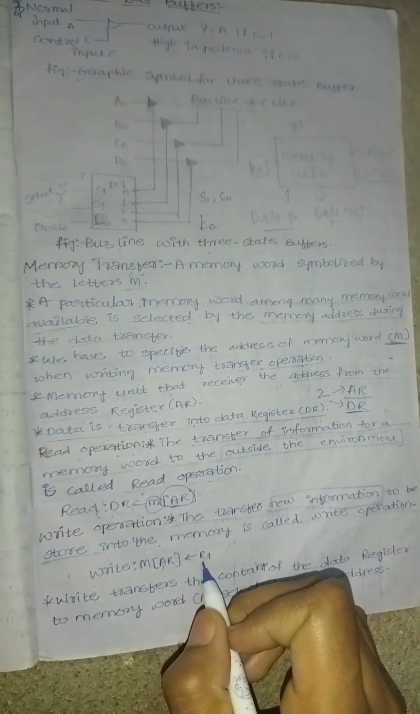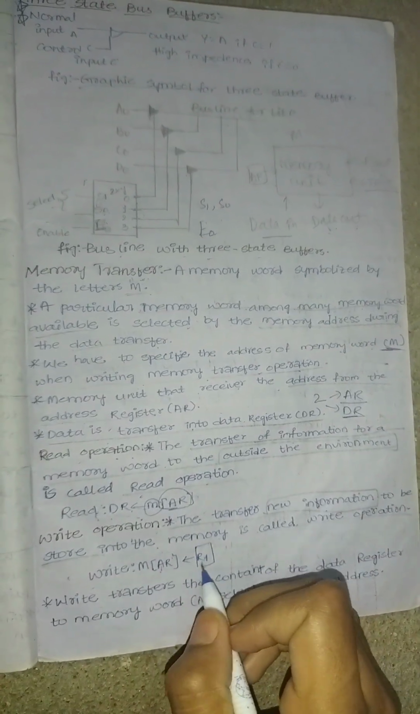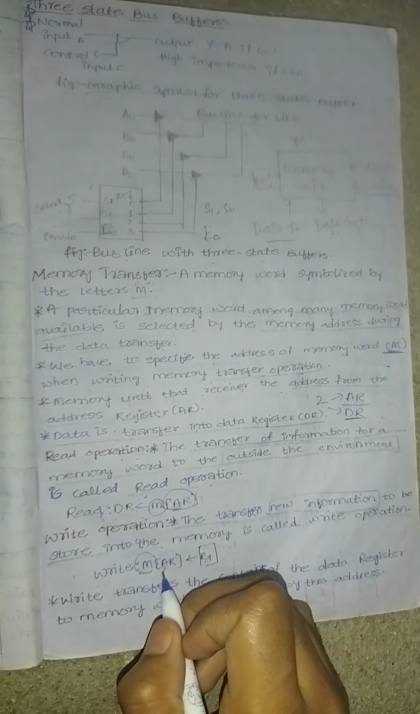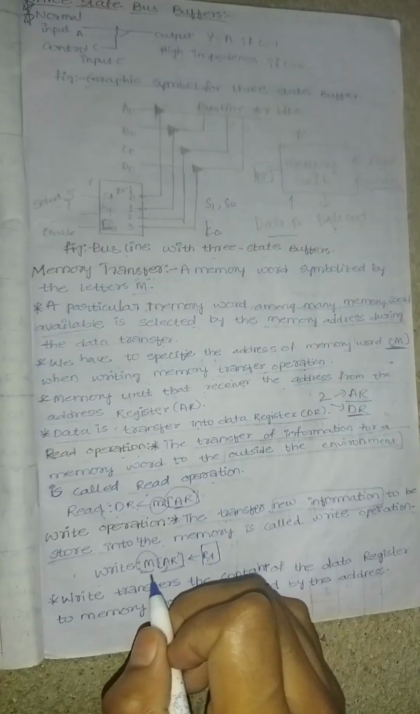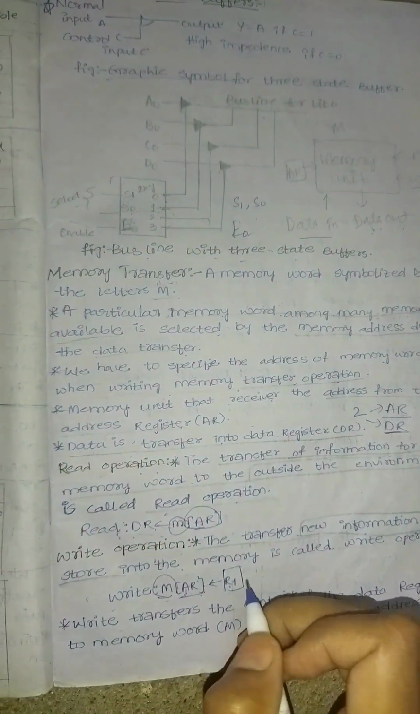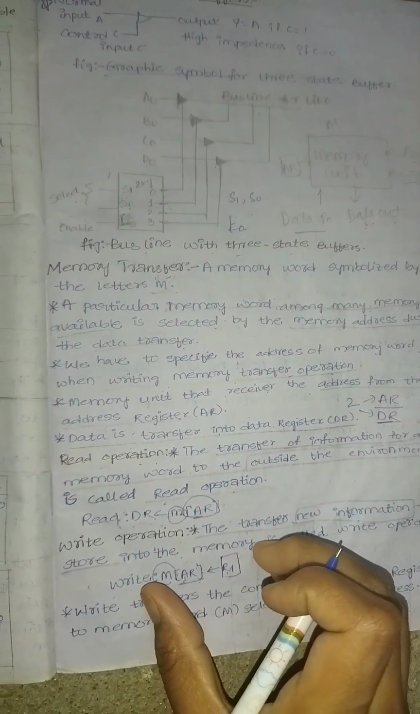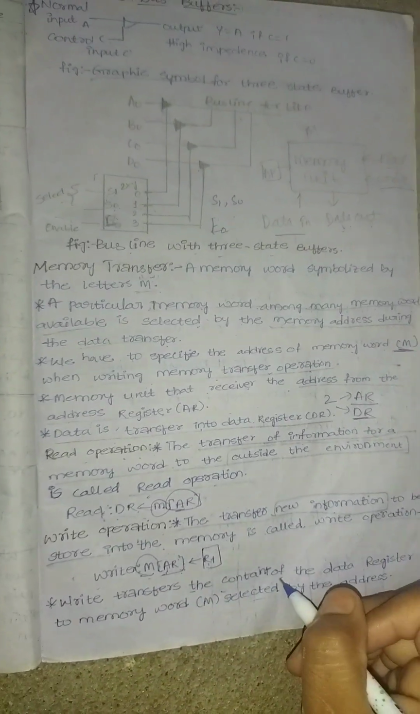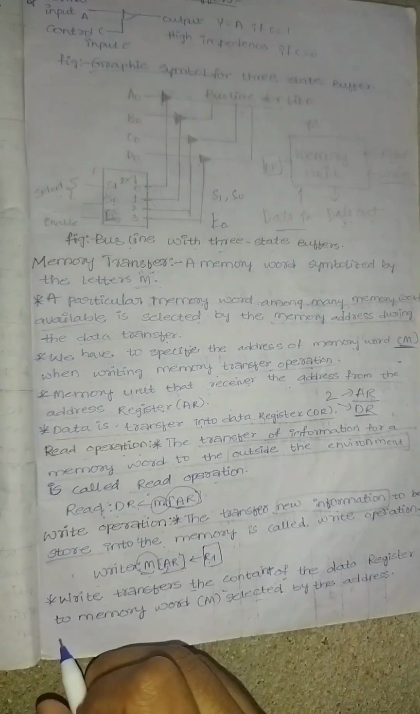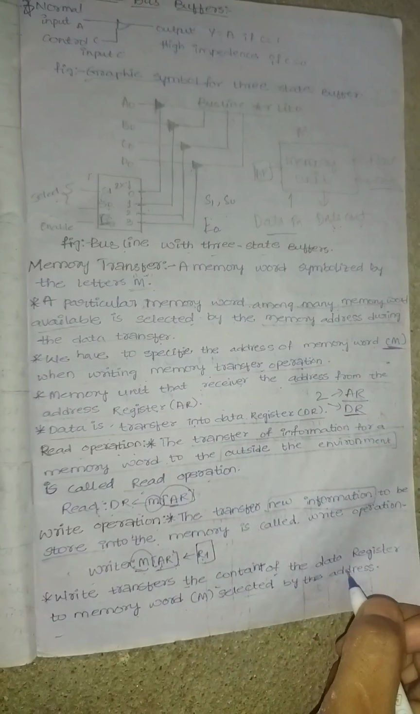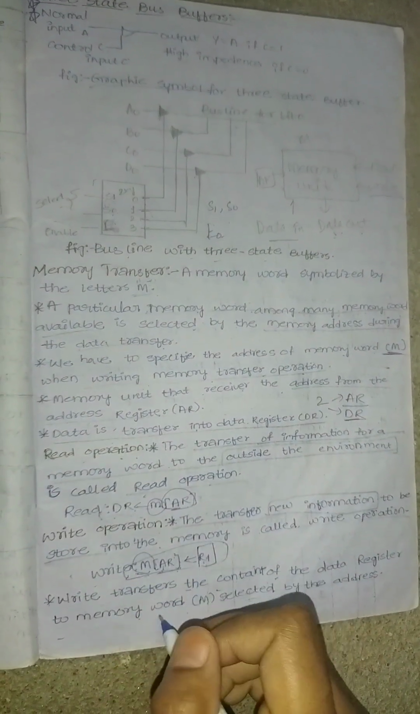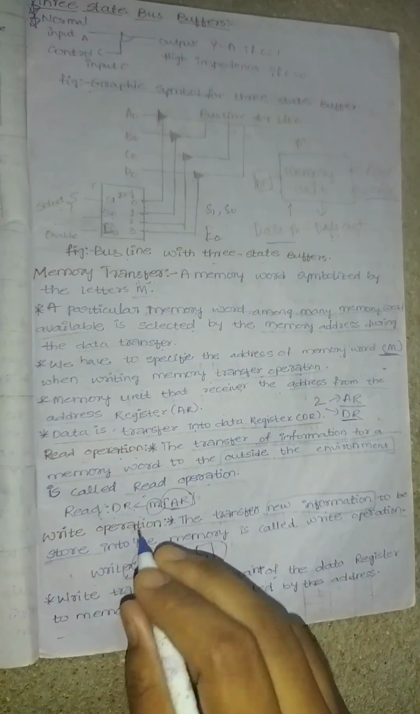When we take any register with a memory unit for addressing purposes, for giving some new information for storing purposes, it is known as a write operation. Write transfers the contents of the data register to the memory word M selected by the address. So this is the representation. Writing it in words is known as the write operation.